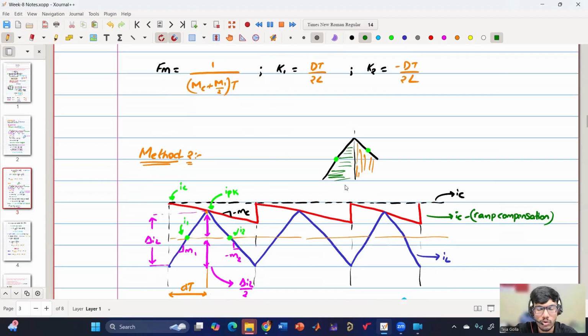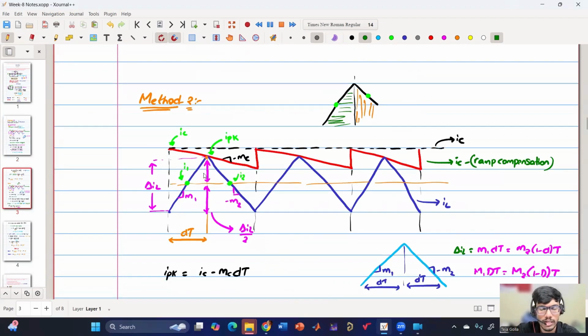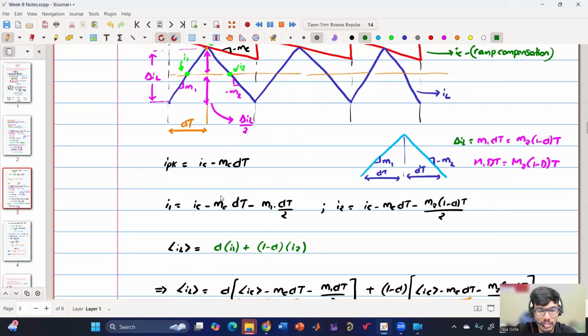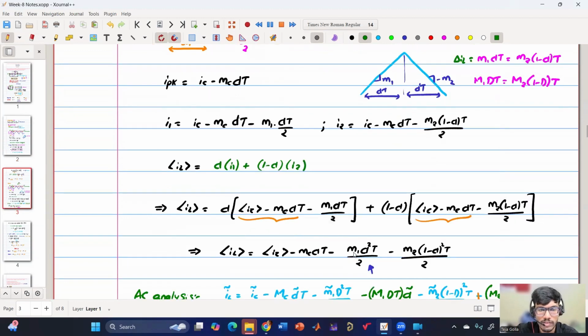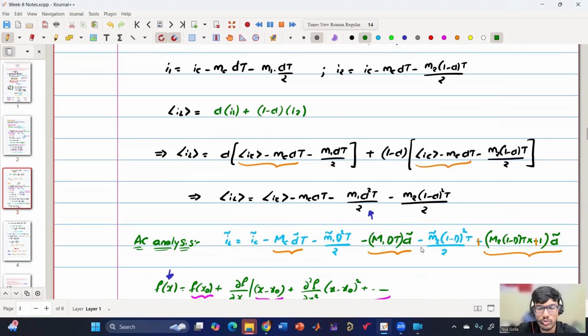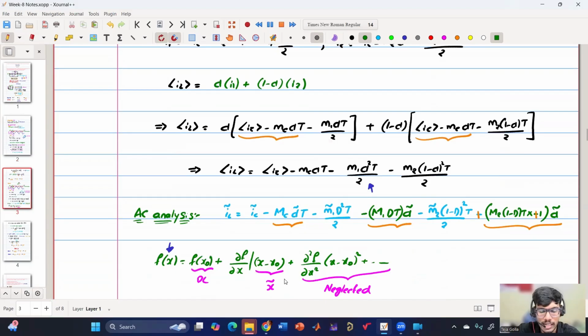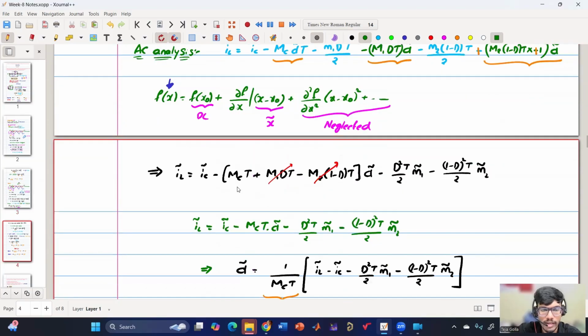If you go for method 2, where we assume that the average on the left side as well as the average on the right side are not equal, now this is more generic compared to method 1. So in that case, we have calculated the average during the dT region, the average during the 1 minus dT region, and then calculated the overall average. Because of this, we'll get second order terms. Now we have to differentiate it and linearize it and make it a linear model. So after doing that, we simplified it to get this final expression.